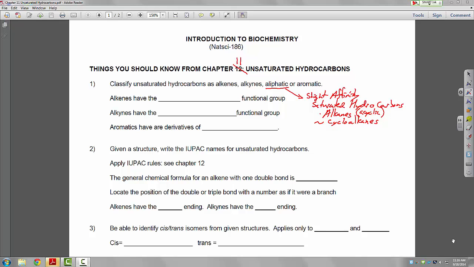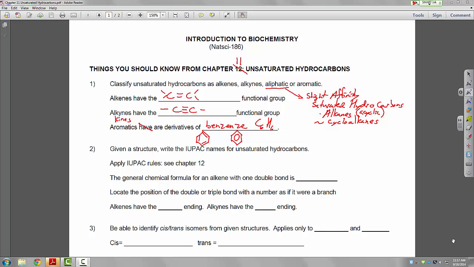Alright, alkenes have the carbon-carbon double bond. It doesn't really have a functional group, but I'm just going to put here carbon-carbon double bond. Alkynes, this is pronounced alkynes, K-I-N-E-S if you wish, and it has a carbon-carbon triple bond. Aromatics are derivatives of benzene. If you remember, there's a few ways of drawing benzene. Benzene has a chemical formula C6H6, and we'll get more into the structure of benzene later, but it's this cyclohexane ring with three double bonds in it, or sometimes you'll also see it as a hexagon with a circle in it. That circle represents those double bonds.